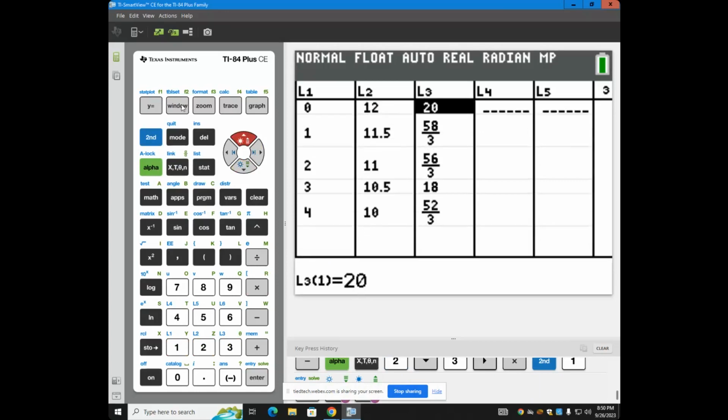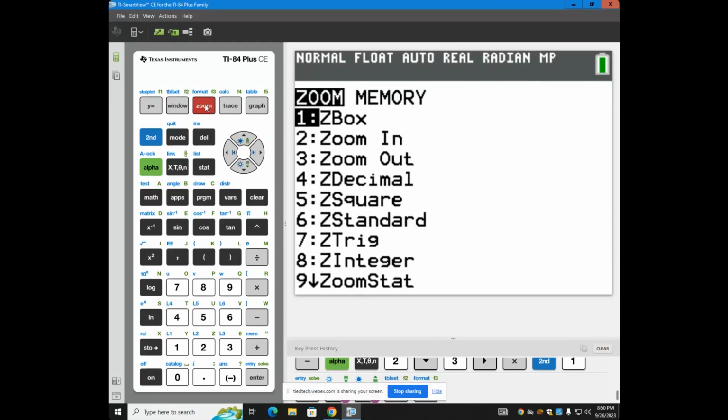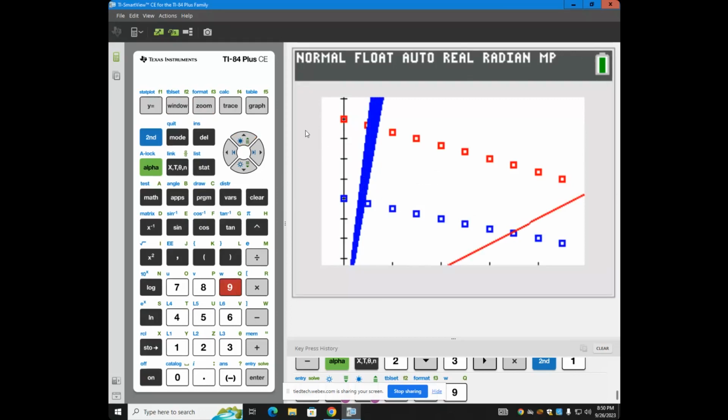Then, of course, we want to graph this and we want to figure out when they are going to have the same amount of milkshake left. So when you go to your window, because of time, again, we could have that discussion, but I'm just going to go to Zoom Stat. Zoom Stat is just an easy way. It's going to automatically set your window based on the data you have. And good teachable moment. What did I forget to do?